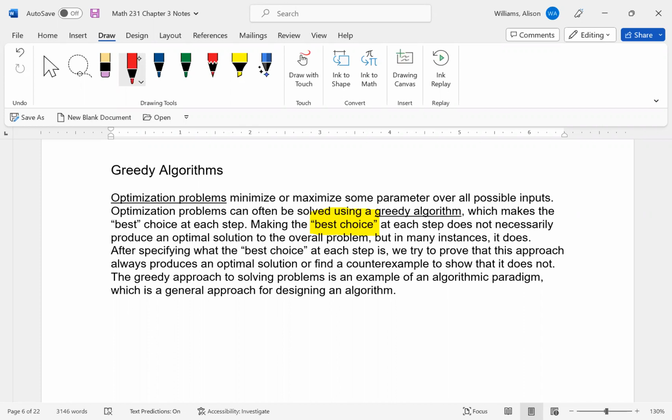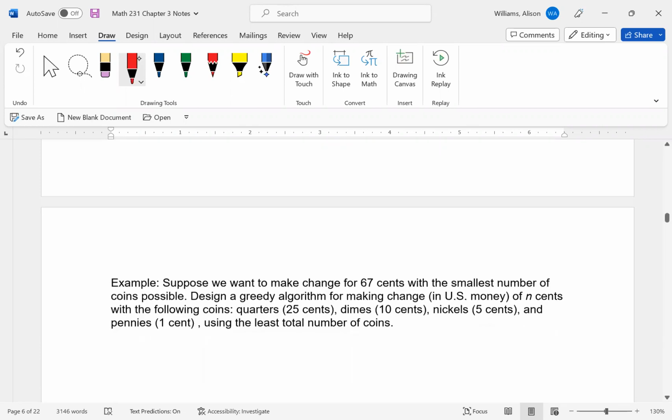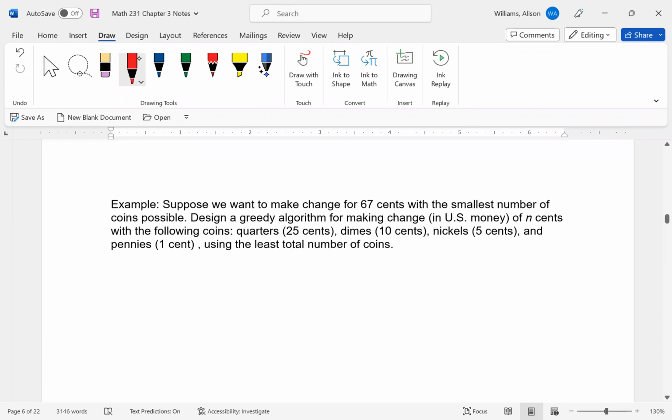So let's go ahead and look at some examples of greedy algorithms. The first one to start with, let's start with money, since we're talking about greed. Suppose we want to make 67 cents worth of change with the smallest number of coins possible. So let's design an algorithm to do this. We're going to use quarters, dimes, nickels, and pennies. Typically most people, if they're trying to do the smallest amount of change, are going to start with the largest coin first.